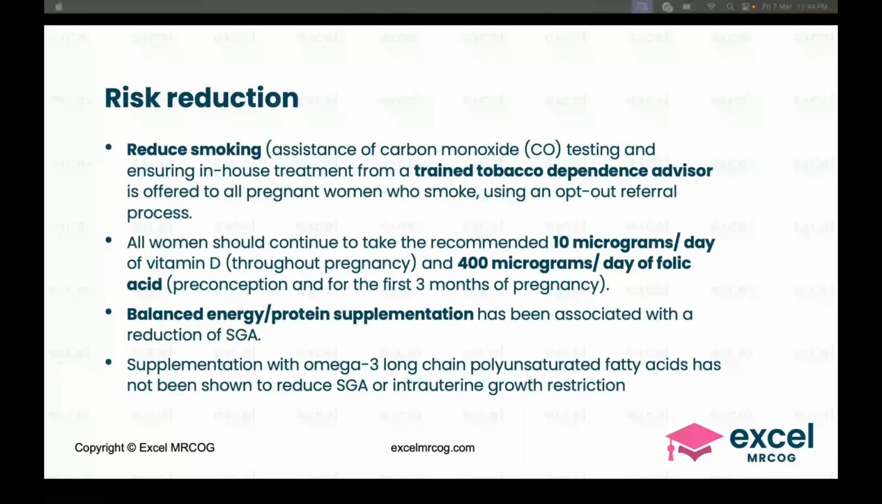Risk reduction. What do we do to reduce risk? Reduce smoking. Important. Always ask for smoking history in stations. Okay, and you need to refer them to a trained tobacco dependence advisor. Very important for us to know.